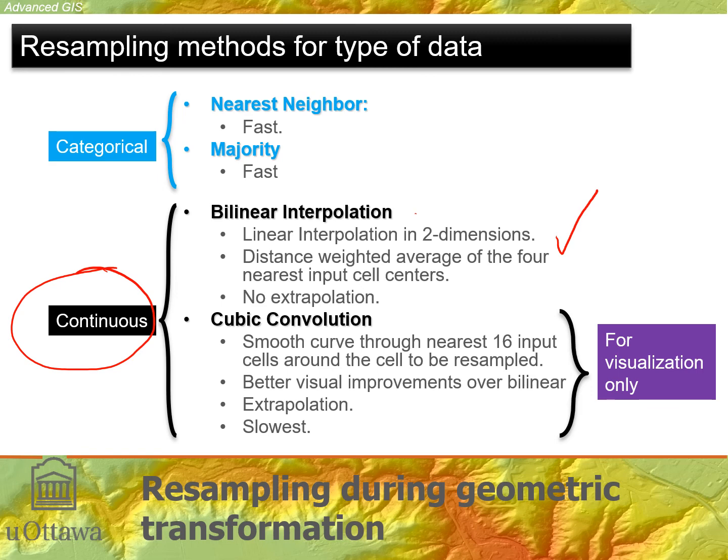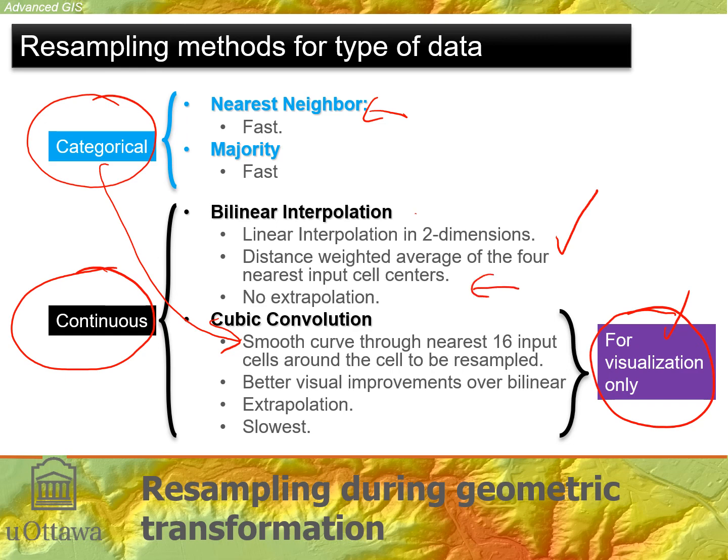But it's very good for visualization. In fact, if you're just interested in using resampling to better visualize a raster layer, you could also use categorical data with cubic convolution. But again, only for visualization purposes, never for analysis. For analysis, you're going to be using nearest neighbor for categorical or bilinear for continuous data.